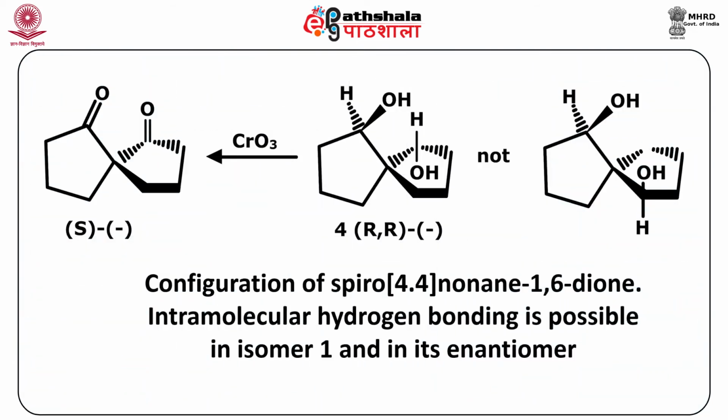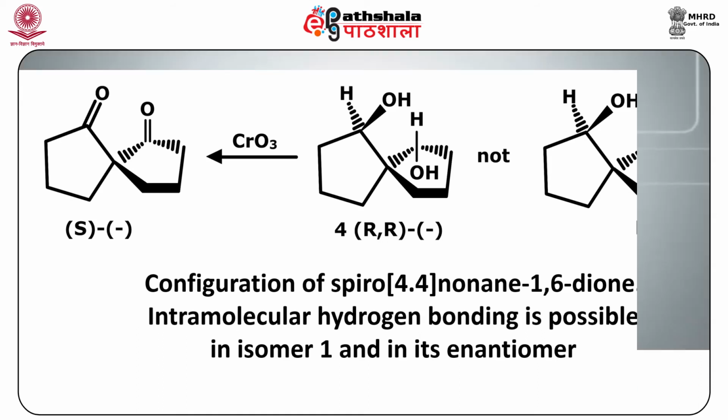Oxidation of this diol must lead to the S dione, which experimentally was found to be levorotatory. As you can see in this figure, the configuration of the spiro[4.4]nonane-1,6-dione has been established on the basis of the evidence that it does not have any intramolecular hydrogen bonding in its precursor diol and on the basis of correlation of the reductive pattern.